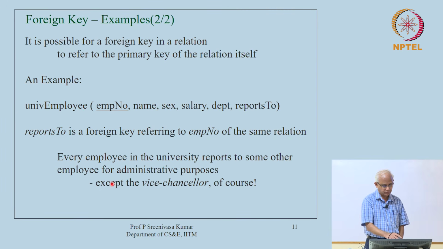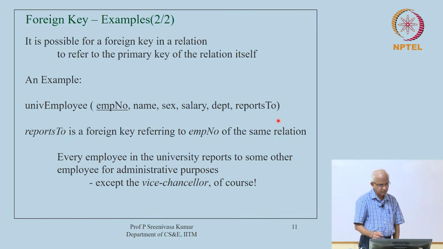So, I hope this is clear to you now. We are basically trying to capture who reports to whom. A bunch of employees might be reporting to one particular person, and that person might be reporting to somebody else, and so on. You can imagine there is some kind of hierarchy in the university, except of course the director or the vice chancellor, which will have a null value because he does not report to anybody.